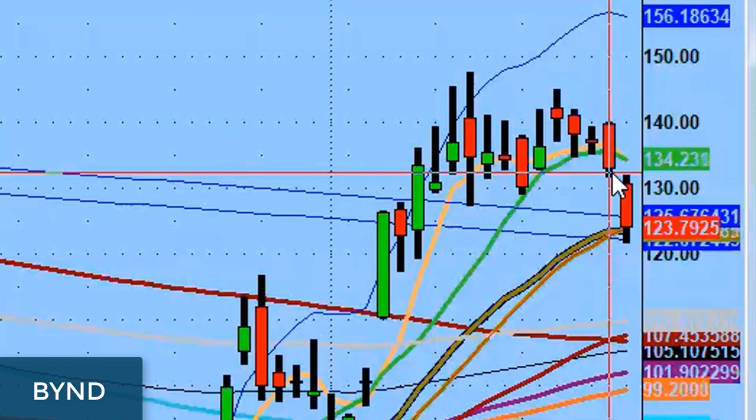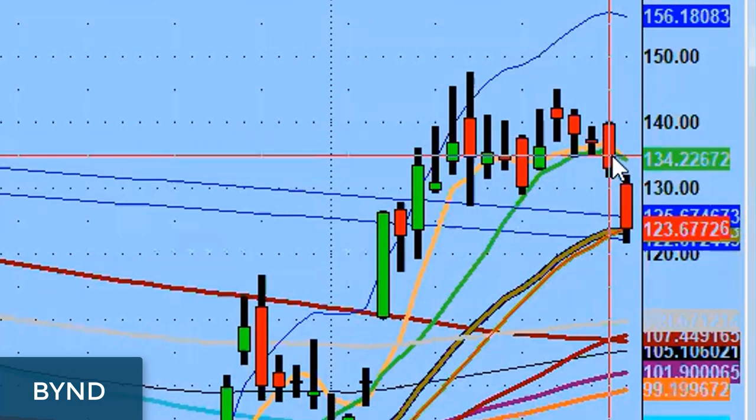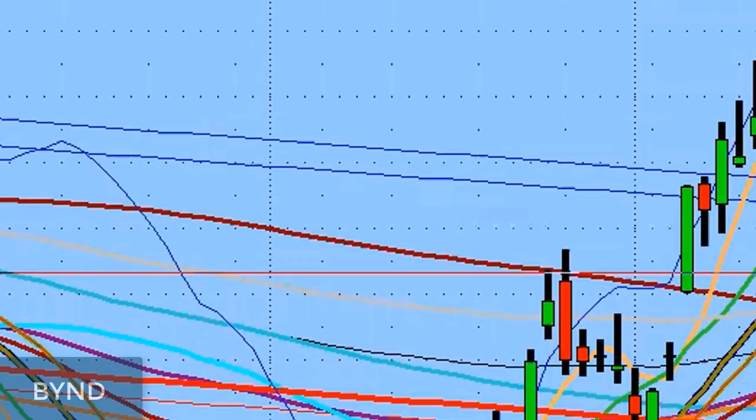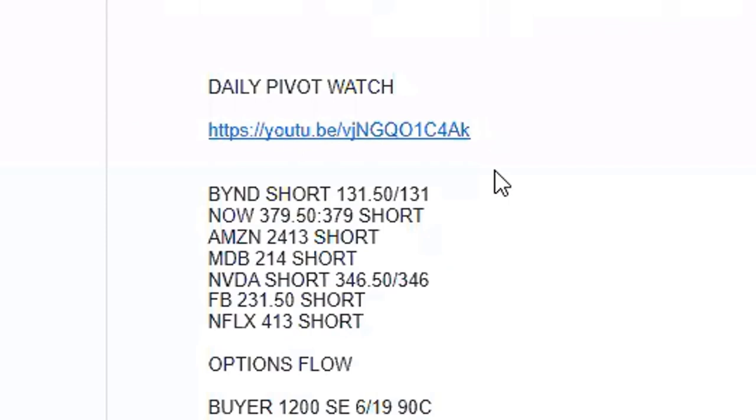Does everybody see that, guys? Everybody see the lows from yesterday? 131.50. So we knew going into today's session that if you wanted to swing the stock short, you're going to need to take a position under 131.50, which is yesterday's low, okay?